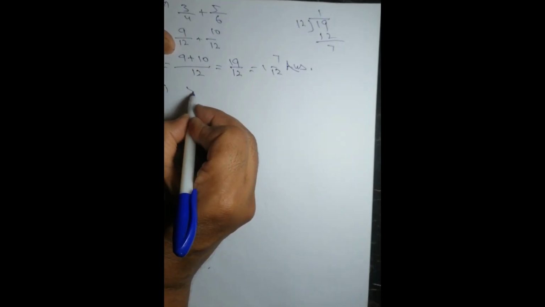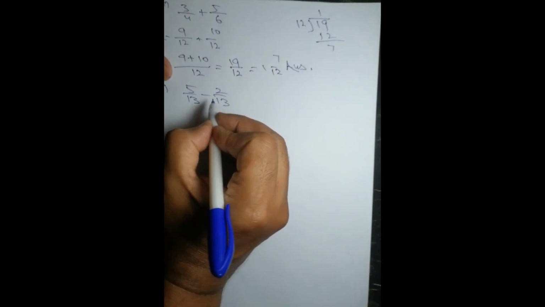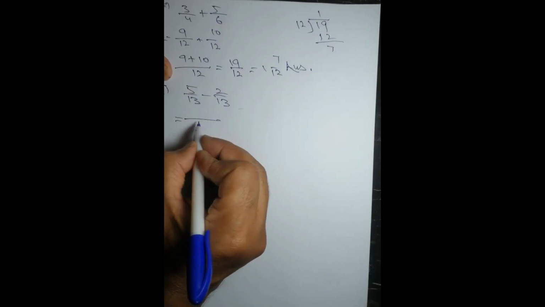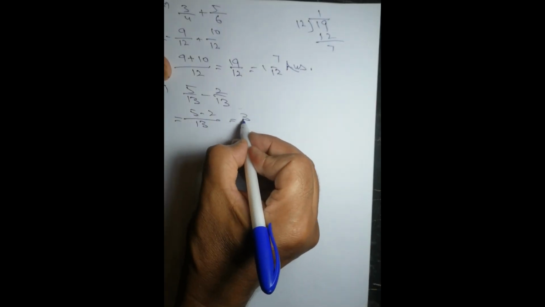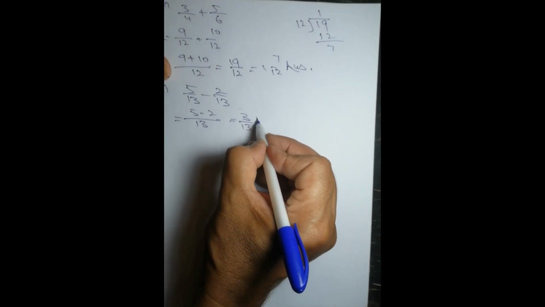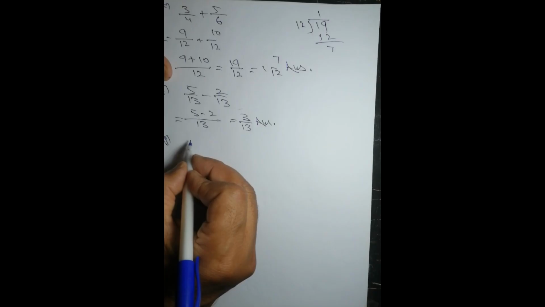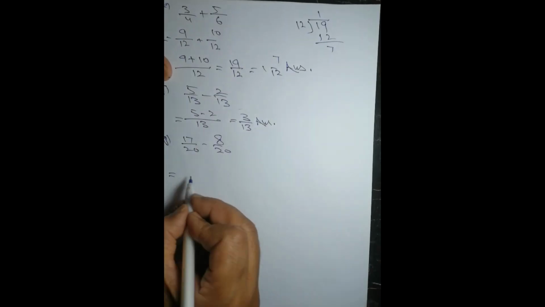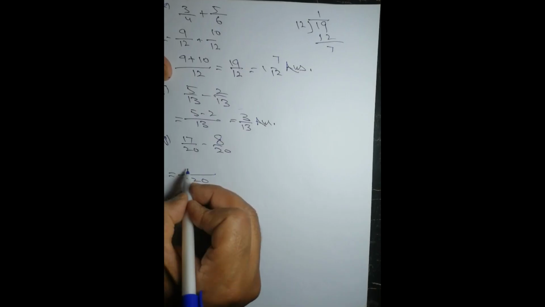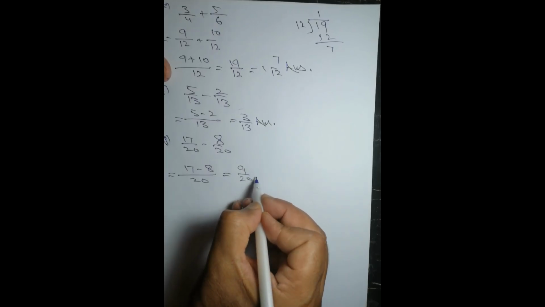Now part F is 5 by 13 minus 2 by 13. So now the denominator is the same, so that is very simple. Just take LCM 13. So this will be 5 minus 2, and this is 3 by 13, and this is already in proper form, simplified form. This is the answer. Part G is 17 by 20 minus 8 by 20. Again the denominator is the same, so this is very simple. 20, this will be 17 minus 8, that is equal to 9 by 20. So this is the answer.